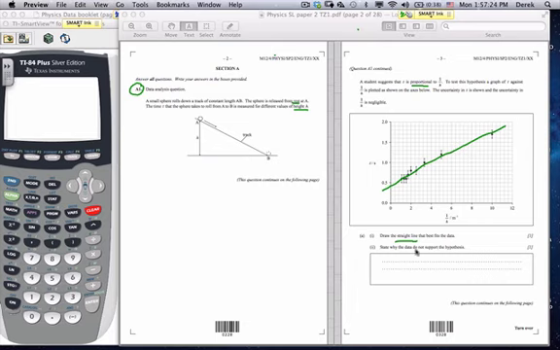State why the data do not support the hypothesis. Well, we can see here it's going through the y-axis. To be a direct proportion, it would need to go through the origin and also go through all the error bars. So it does not go through the 0, 0 point.